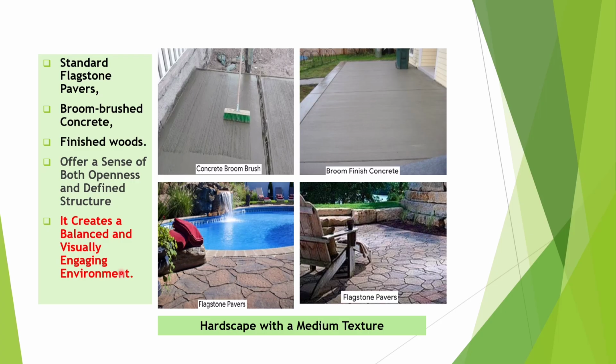So this is how a landscaper uses hardscape texture gradation to create a layered garden. Both hardscape as well as the softscape material used in landscape are to be arranged in such an order that the landscape designer is planning, making a space larger or smaller depending upon its requirements.